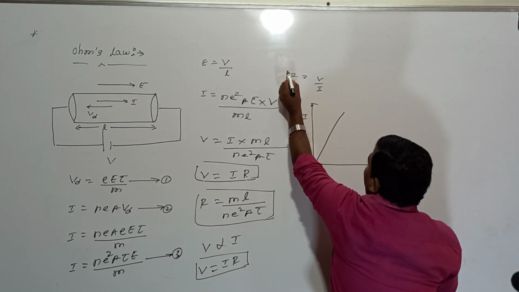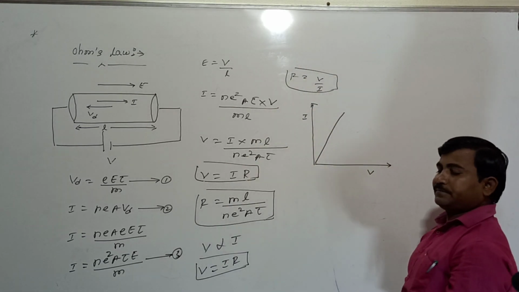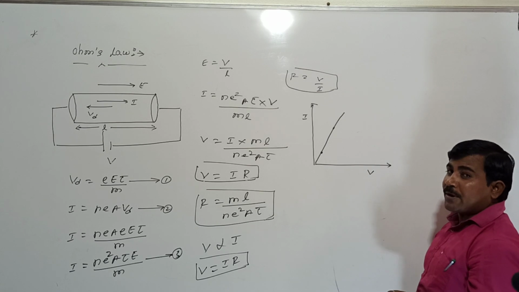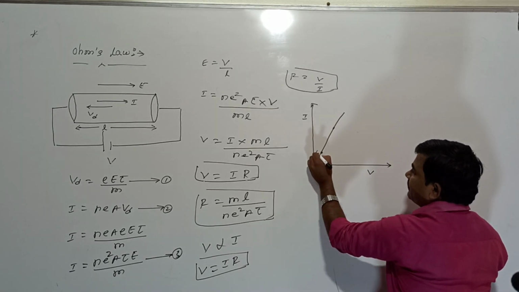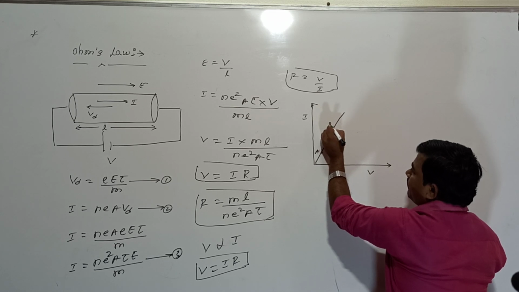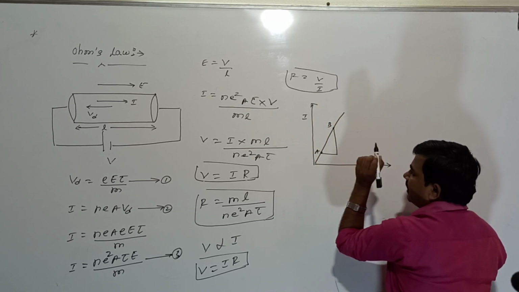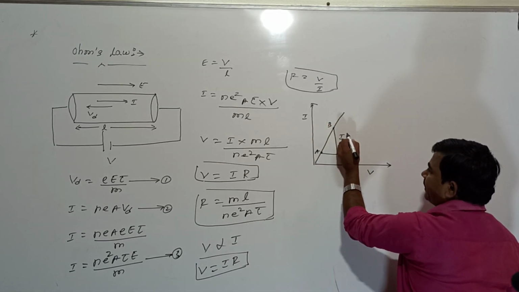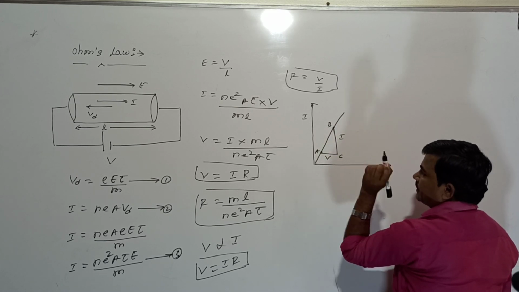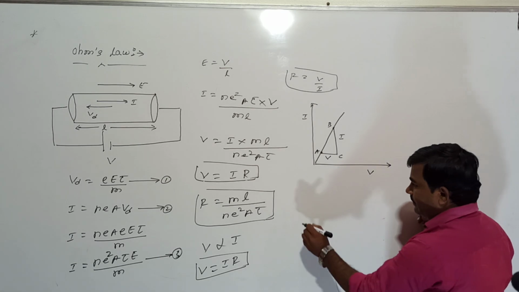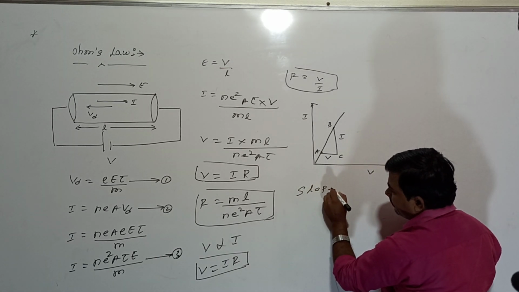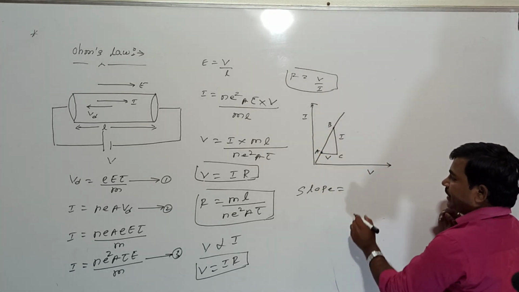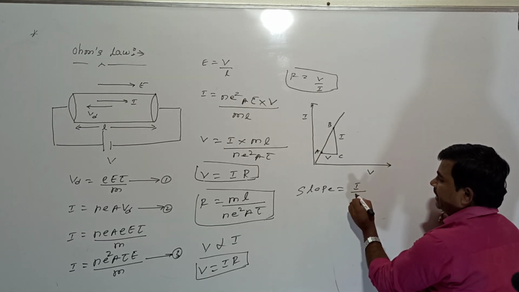Before taking the slope, remember R equals V by I. On this graph, I want to take any two points and take the slope between them. Here, this point represents A and this is B. Along the y-axis, the quantity is current; this is point C. Along the x-axis, voltage is there. The slope is tan theta, which means BC by AC. What is BC? That is current. What is AC? That represents voltage.